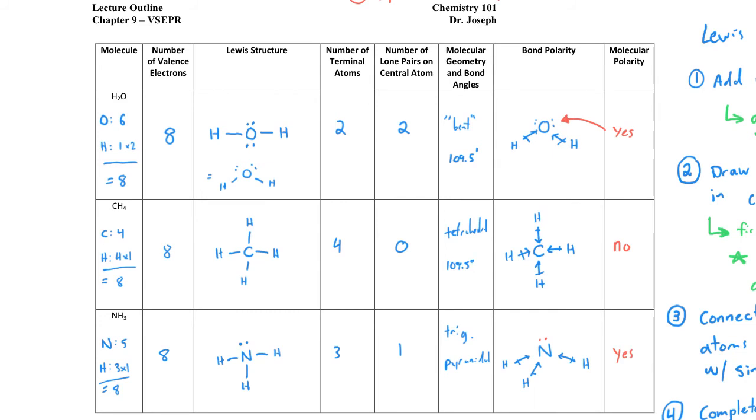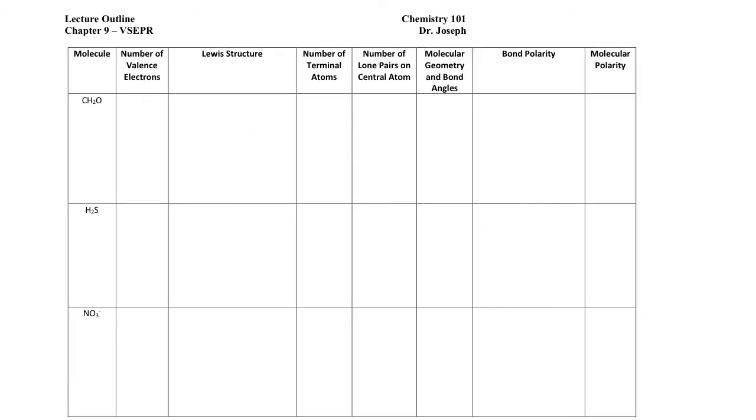So those are 3 pretty basic examples. Let's go to the next page and look at a few other things that can happen, including double bonds and charges on ions. All right, so let's do our next example here, which is the molecule called formaldehyde.